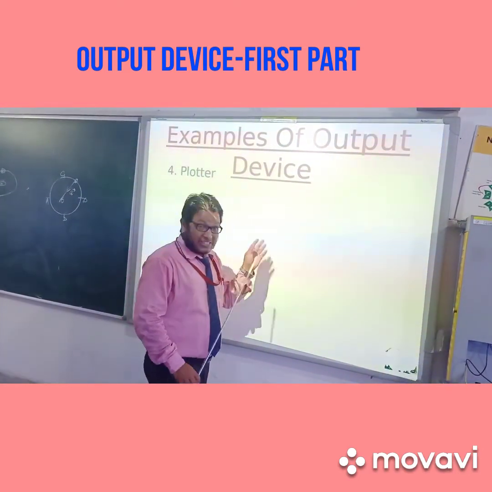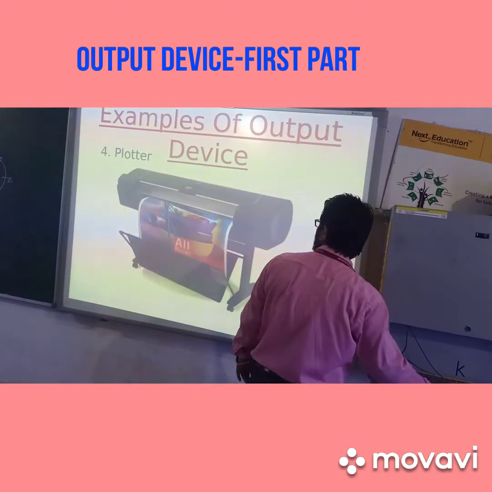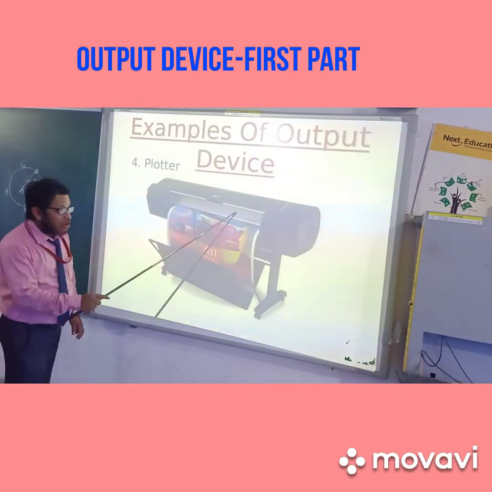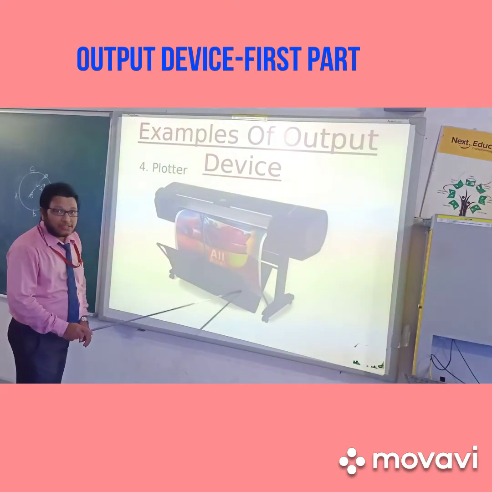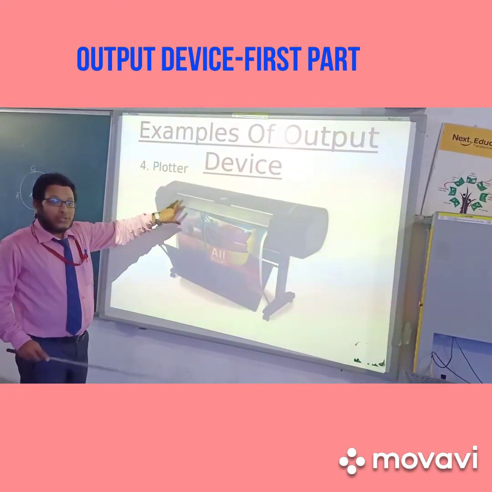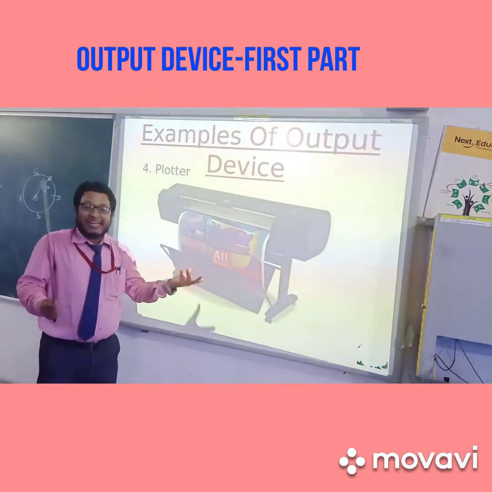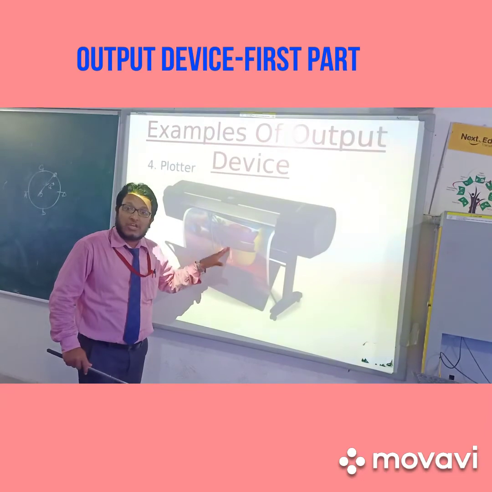Is that clear? And how does the plotter look? You see, this is my plotter, and you see how large the length and width of the pages are, very large. So that's why it is helpful to print things just like banners. By the help of the plotter, it is used to make the printout.